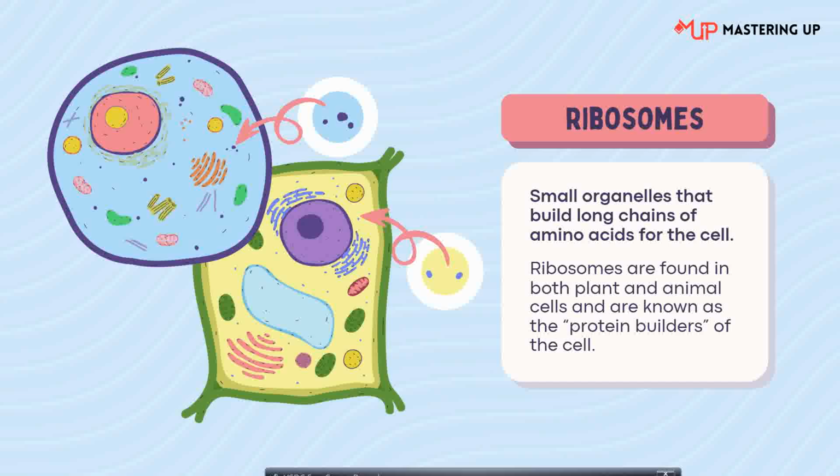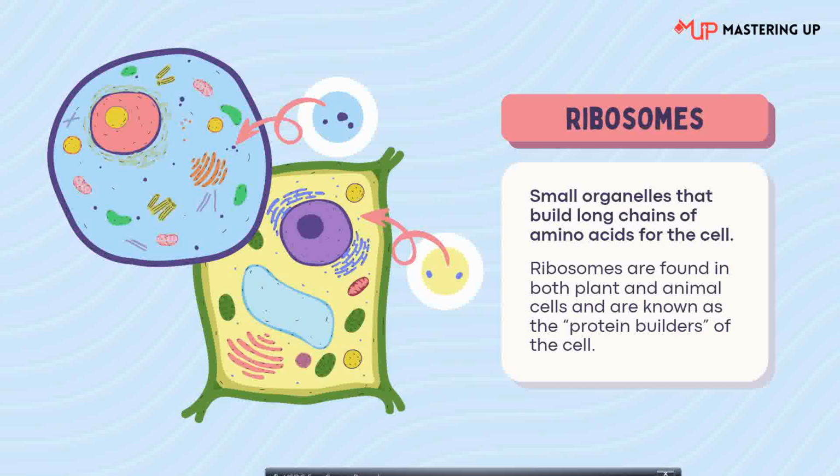So ribosome, here it is shown that it is scattered in the cytoplasm, but other than these scattered ribosomes, some of them are attached to the rough endoplasmic reticulum in both plant and animal cell. They are small organelles that build long chains of amino acids for the cells. These amino acids form a chain and form proteins, you know that. So ribosomes are found in both plant and animal cell and are known as the protein builders of the cell.